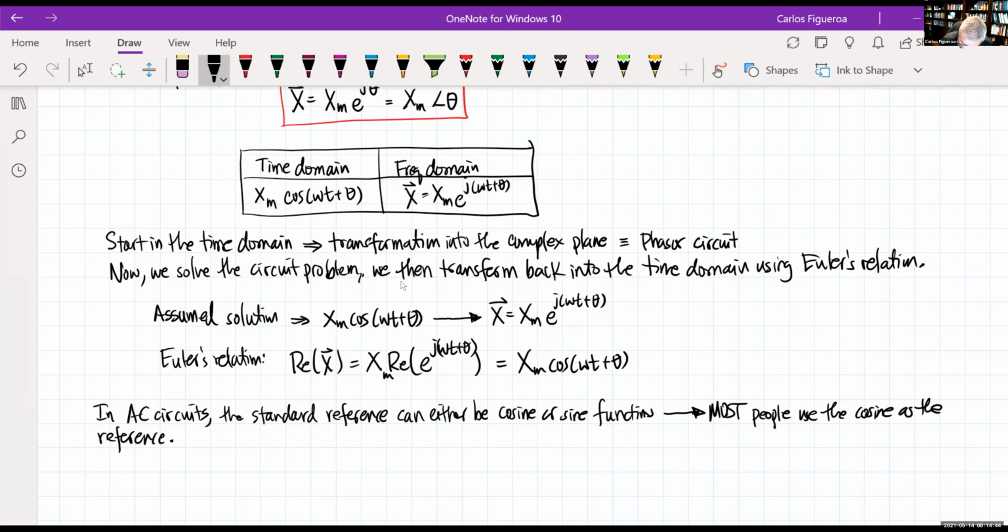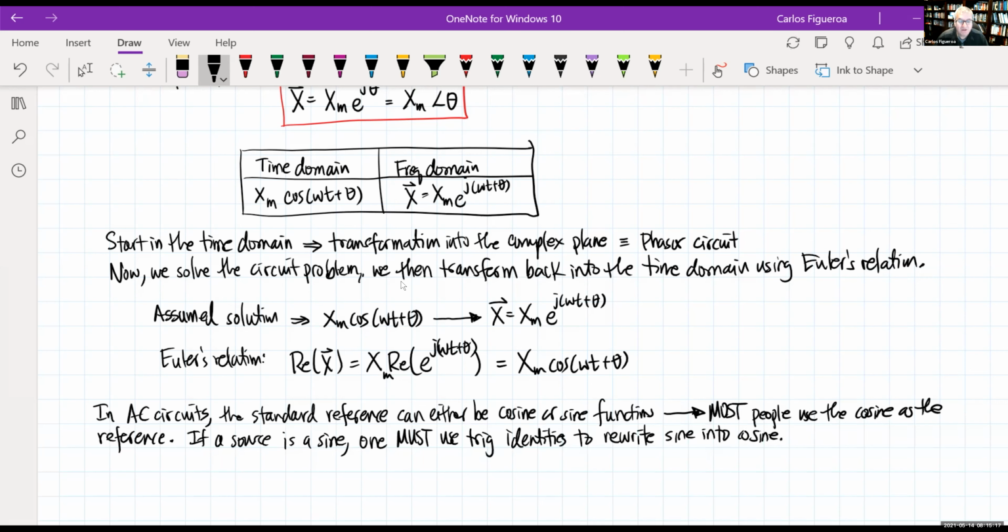And so what you find here is that if a source is a sine function, one must use trig identities to rewrite sine into cosine. And of course, what that really means is that there's a phase.